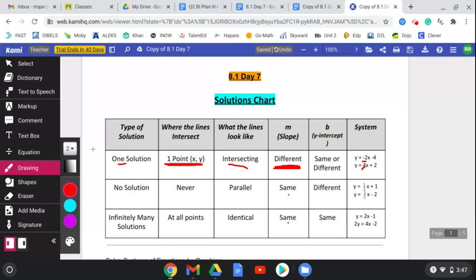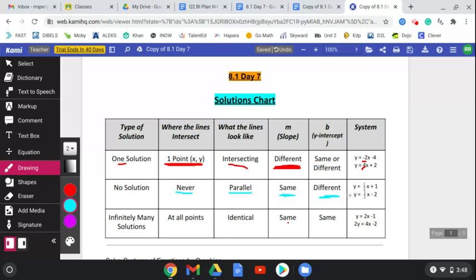Okay, now the second type of solution we can have is no solution. All right, so if there's no solution, that means these lines will never intersect. They will be parallel lines like train tracks that will never cross. That means they have same slope and different y-intercept. Their slopes are the same.